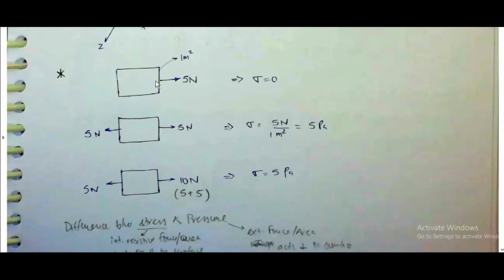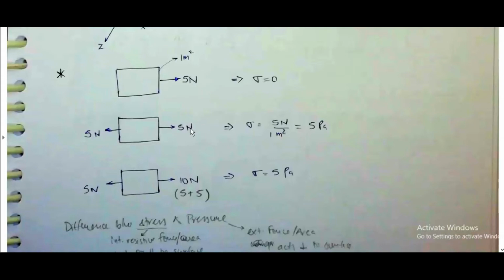If a block is just given 5 newtons in one direction and it is free at the other end, there is nothing fixed, so there won't be any internal resisting force. So sigma is equal to 0, stress will be 0. This is also an interview question. It will just move with acceleration 5 by mass.